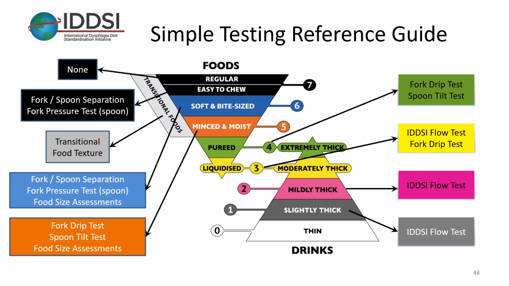Is it the flow test alone? Do I need to do something else? Do I do the fork drip test and the spoon tilt test, etc. So this is a really, really handy reference. Next slide, please.